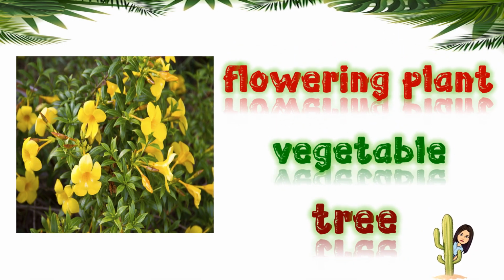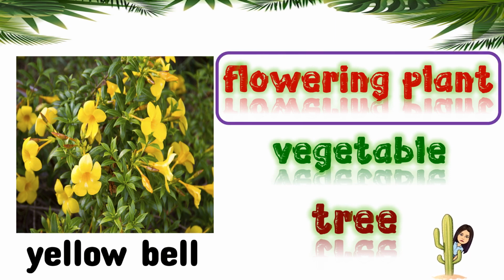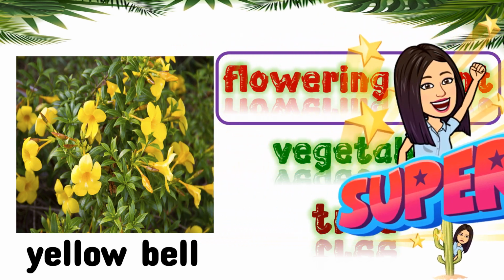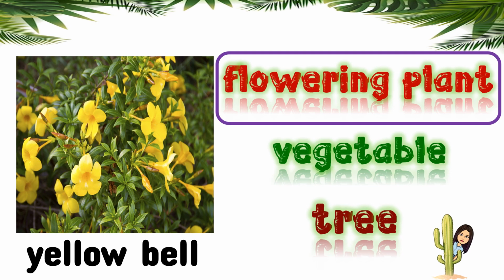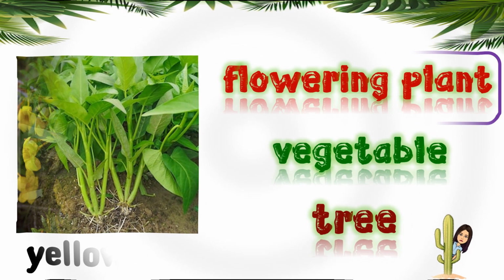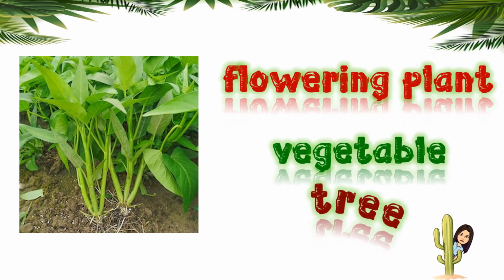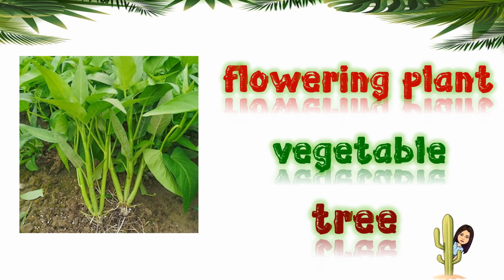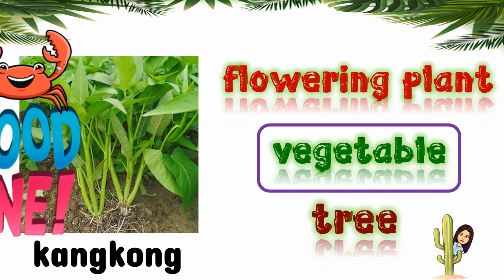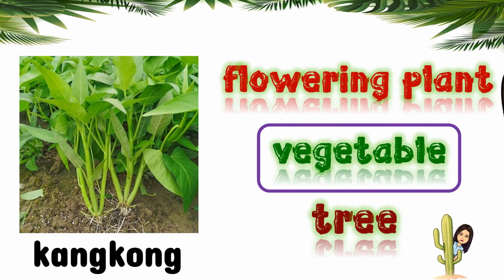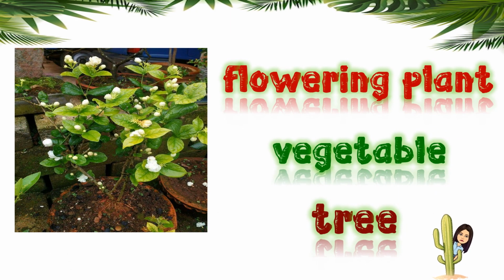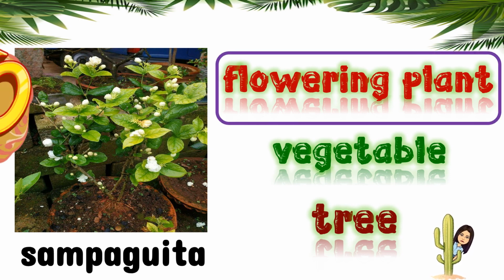Flowering plant, vegetable, tree. Yellow bell is a flowering plant. Flowering plant, vegetable, tree. Kangkong is a vegetable. Flowering plant, vegetable, tree. Sampaguita is a flowering plant.